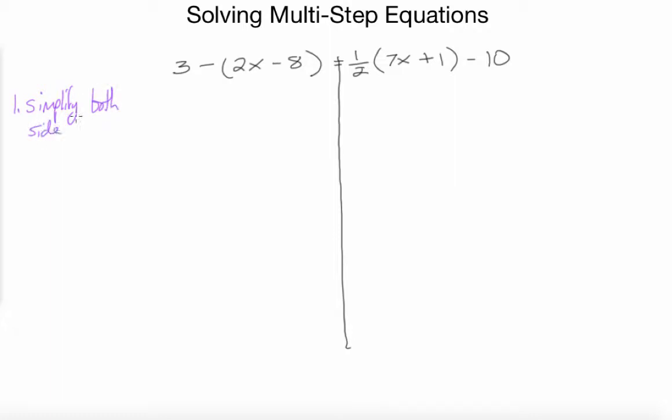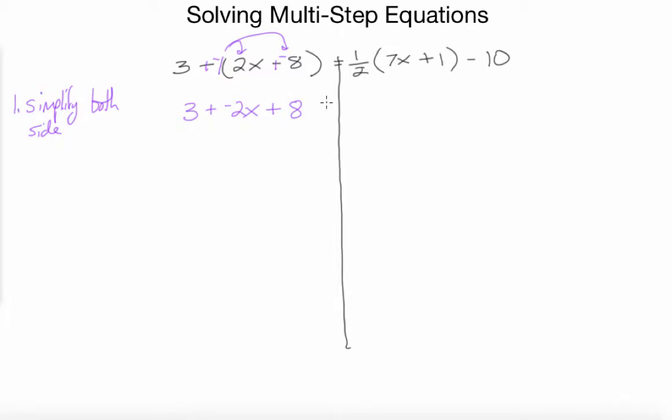So let's do that here. We've got a negative sign. I'm going to treat that as a plus negative 1, and I'm going to distribute. So we've got 3 plus negative 1 times 2x, which is negative 2x. Negative 1 times negative 8, I forgot to change that negative, ends up becoming just plus 8.